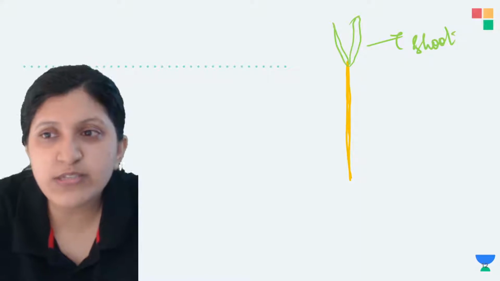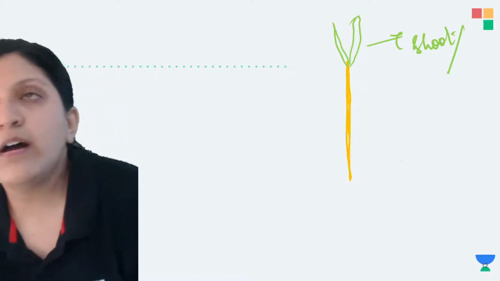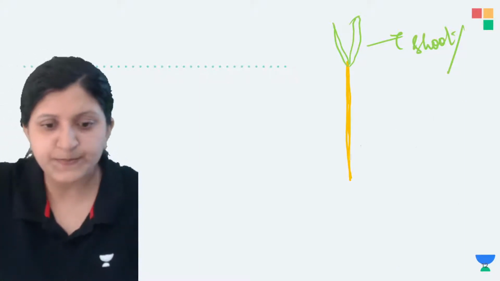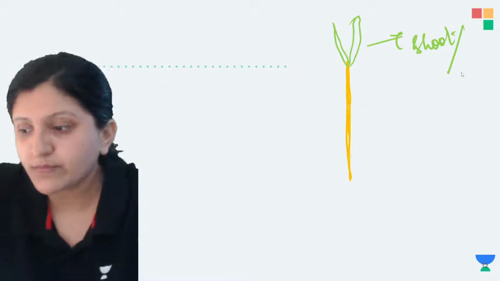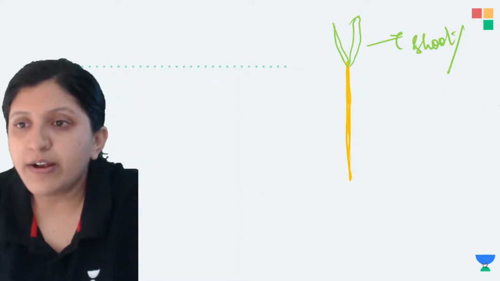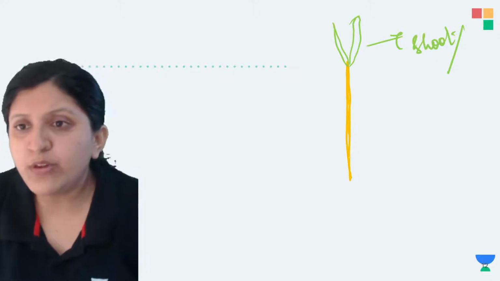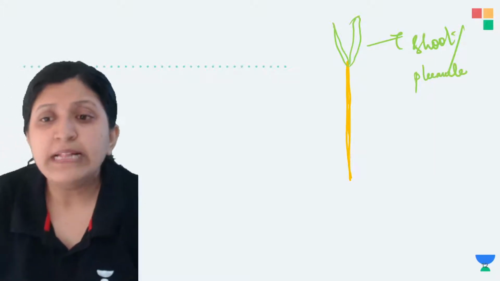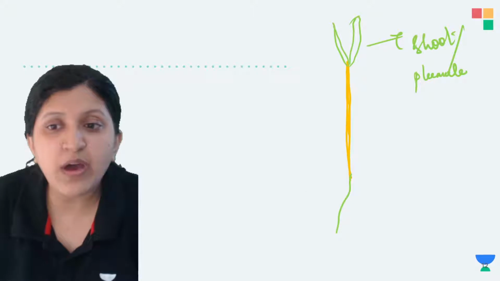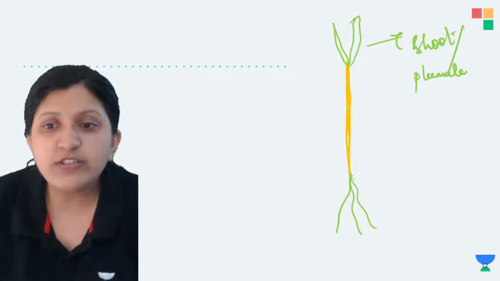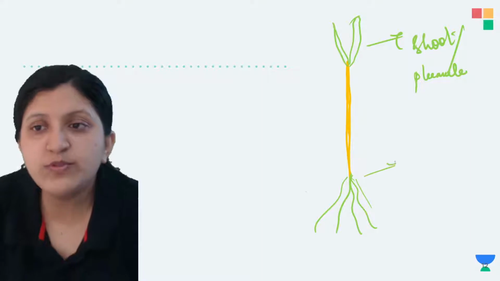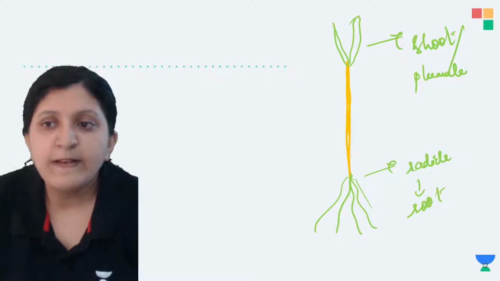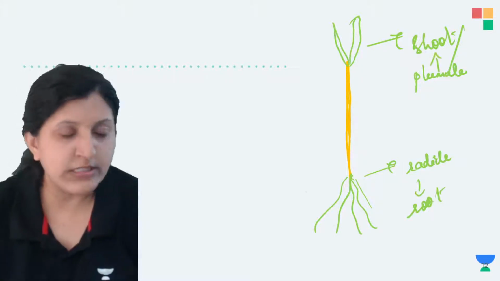So this is the shoot system, which is formed by the plumule. One second, it is not writing. All right, so in that case this can be the plumule. Now this is the one which is going to give rise to a root system. In that case the radicle is the one which is going to form the root here, and the plumule is the one which is going to form the shoot.